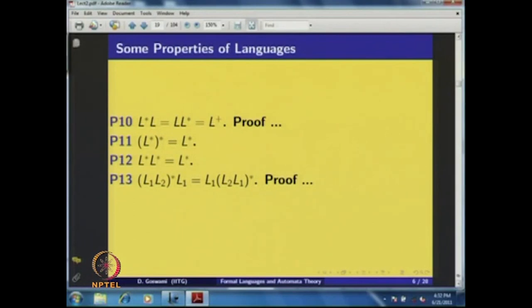Let us see some more properties. So, (L1 union L2)* equals (L1* L2*)*. The proof for this can be taken as an exercise. So far we have provided many properties, up to 14 properties of languages. Similarly, one can produce many other properties using the various operations.